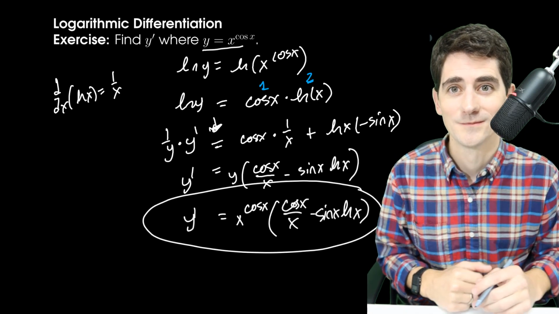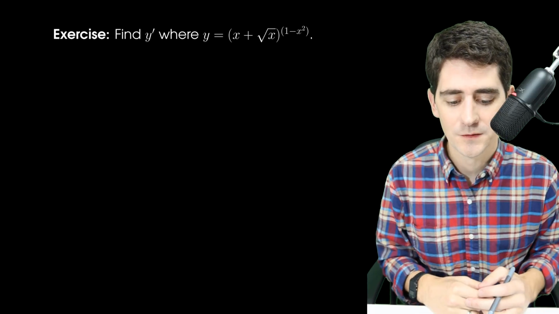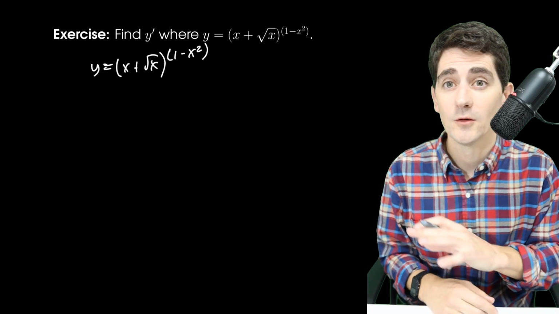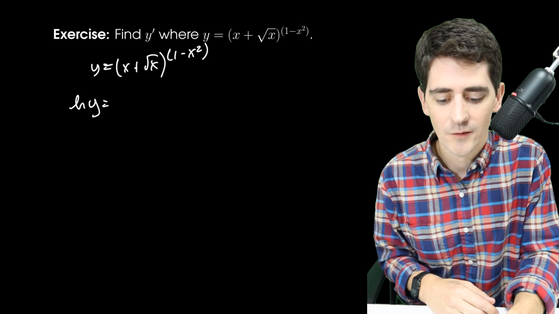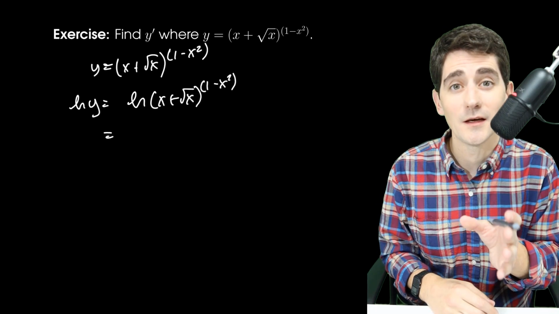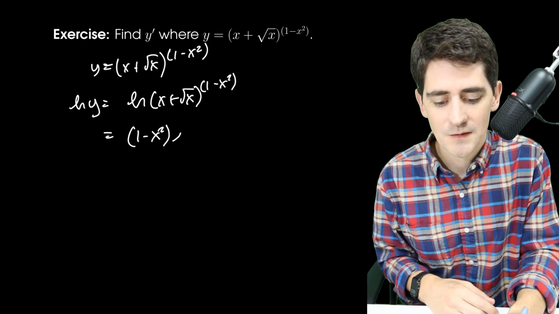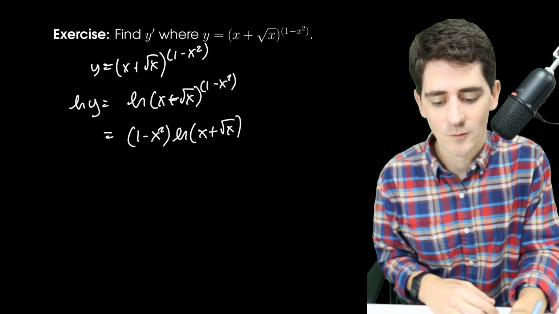Let's try another one. Similar thing here, we want to find y prime, y equals x plus square root of x to the 1 minus x squared power. So my old derivative laws don't work here, so I'm going to have to apply the natural log to both sides of my equation. And again, the reason that's useful is because now I can take that exponent and bring it out front. So I have 1 minus x squared times the natural log of x plus the square root of x.